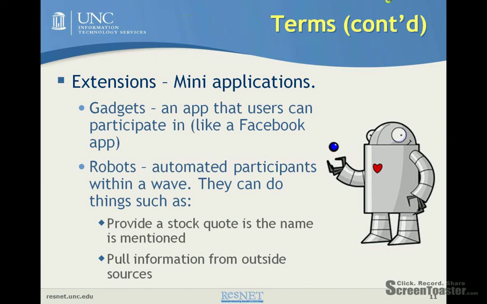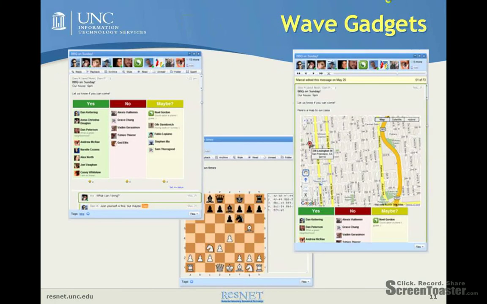Moving on, there are extensions or mini applications. Some of them include gadgets, which is kind of like a Facebook app, but more professional and probably more useful compared to some of the Facebook apps out nowadays. There are robots, which are automated participants, which can help in a conversation. They could bring up a stock quote whenever you talk of a company. They can pull information from outside sources, such as Wikipedia, for you, so you never really have to leave the window.